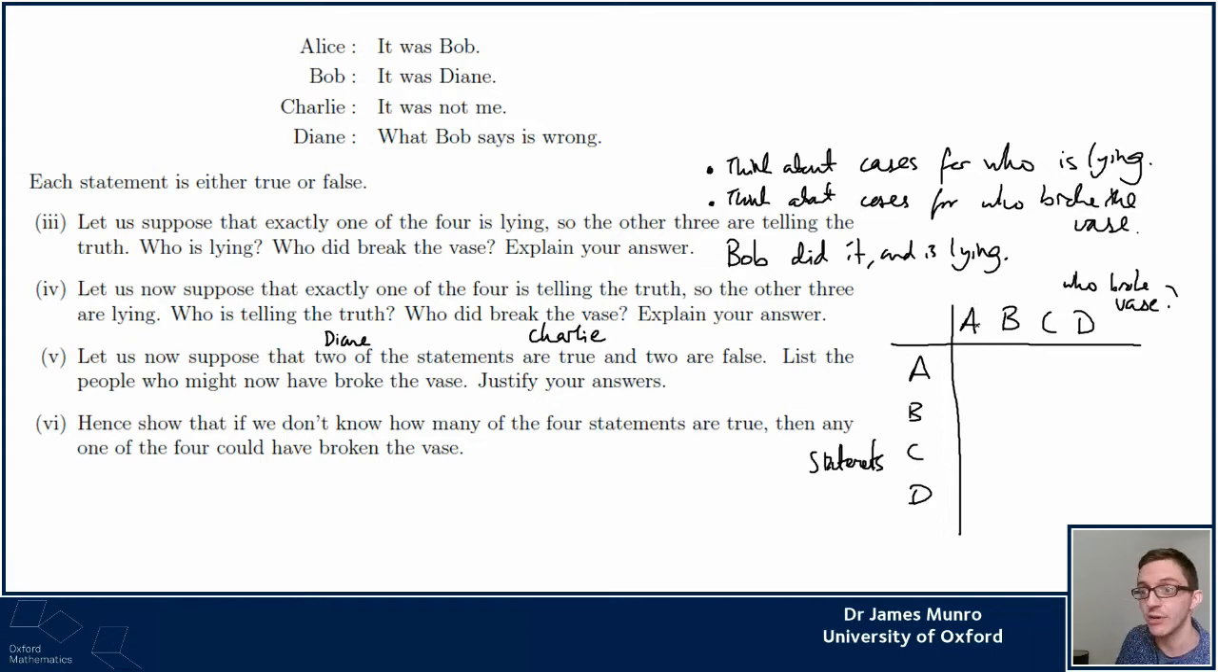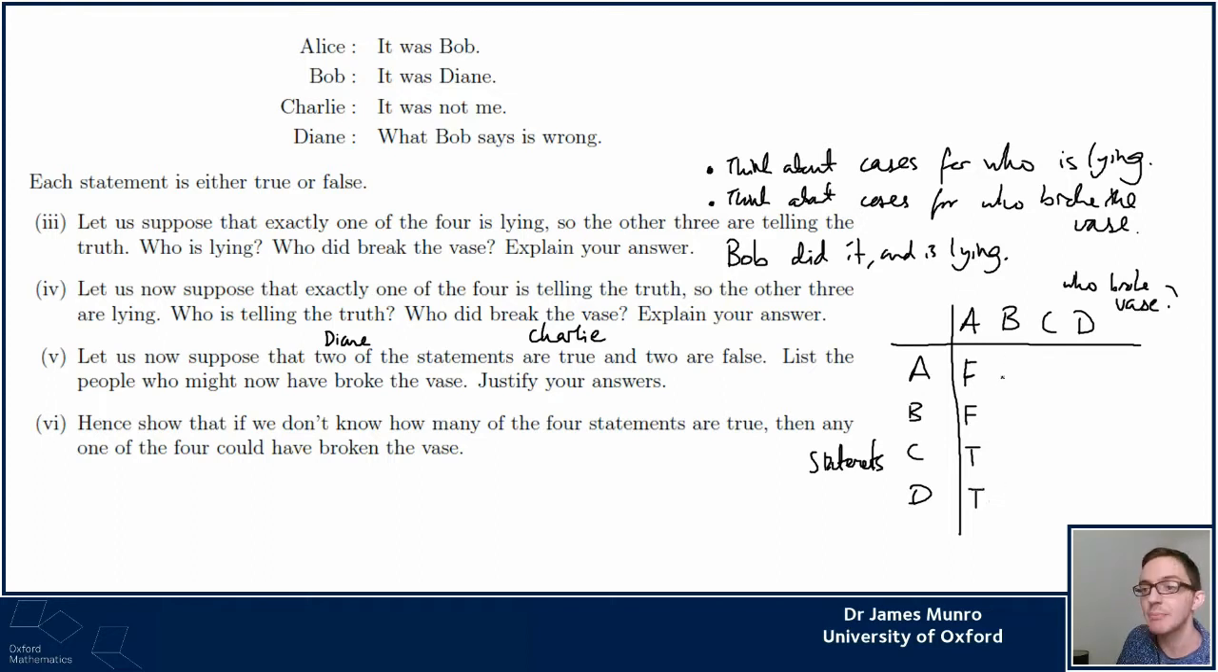So if Alice broke the vase, then Alice would be lying, so this would be false. F for false. Bob would be lying pointlessly. Charlie would be telling the truth. It was Alice. And Diane would be telling the truth.